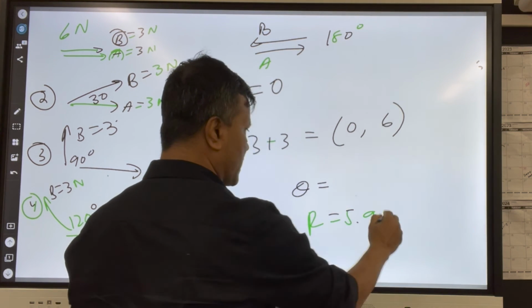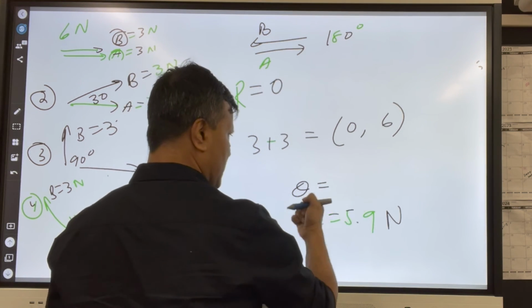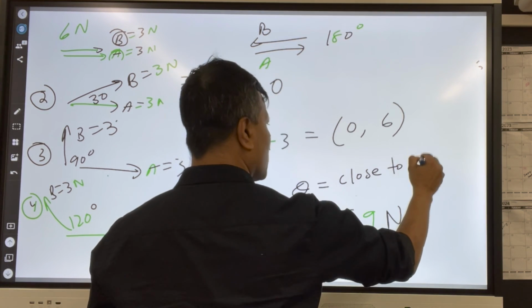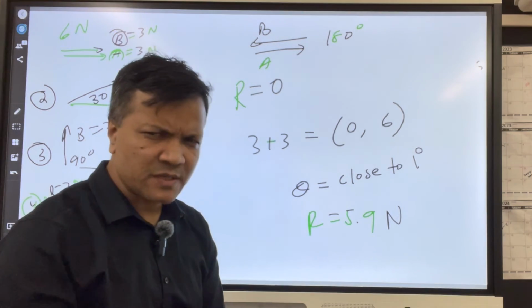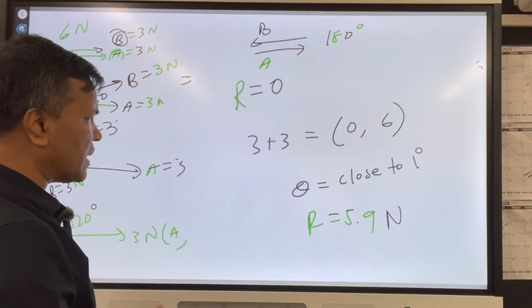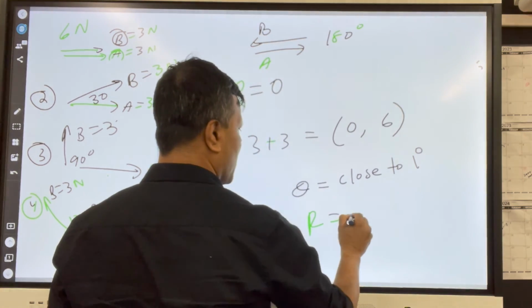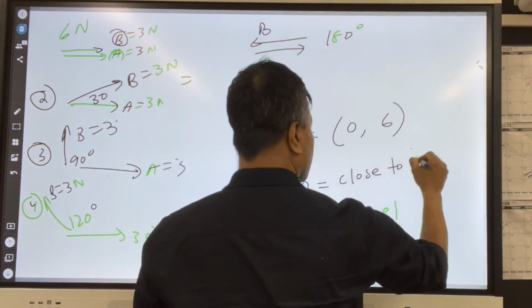If I ask you what angle is going to give you a resultant of 5.9, that angle must be very close to what? Close to 1 degree, or maybe very close to 0 degrees, right? And what angle is going to give you a resultant of 0.0001, right? What angle? Very close to 180 degrees.